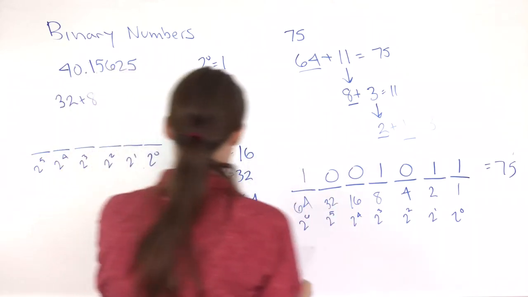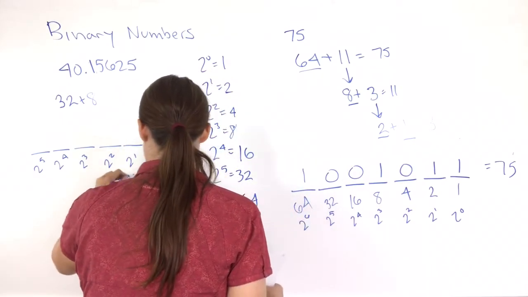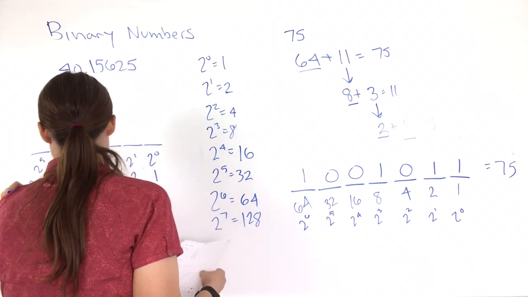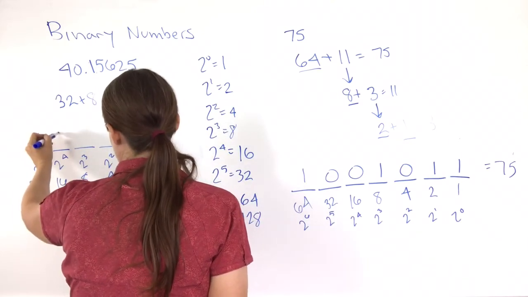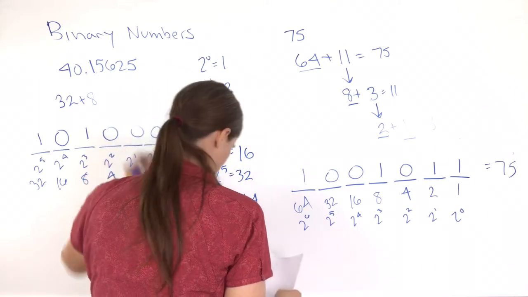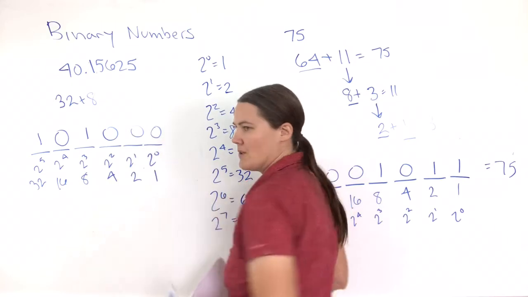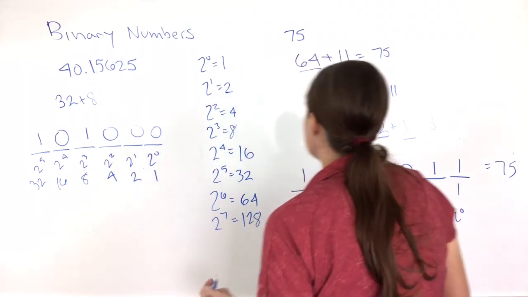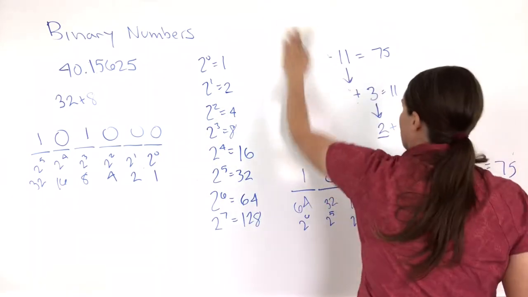And just to write in what these are real quick. So 1, 2, 4, 8, 16, 32. So I have a 32, I don't have a 16, I have an 8, I don't have a 4, 2, or 1. So this 1, 0, 1, 0, 0, 0 is the binary equivalent for 40. And I'm just going to erase some stuff real quick, and I'll show you how to do the fraction.